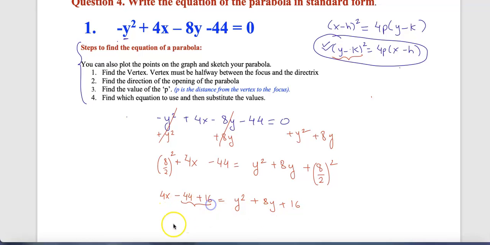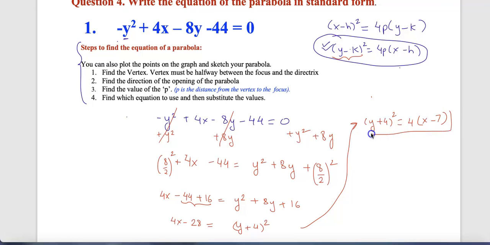So in this part you can subtract these, so it will be 4x minus 28, and this one will be y plus 4 whole square. So it is y square plus 8y plus 16, yes. Now you can see our equation is coming in the general term in the standard form. So I can rewrite it like this: y plus 4 whole square is equal to 4, and I took 4 as common over here, and I got my equation of parabola in standard form. So this is what I did. Now do keep in mind I have not used these steps over here. Those are for a different type of question.